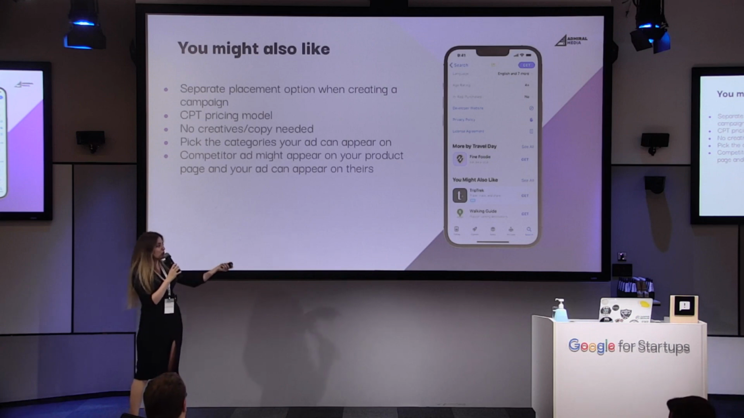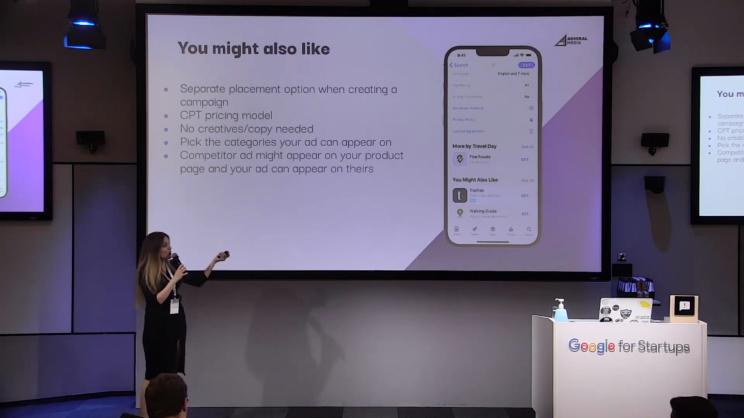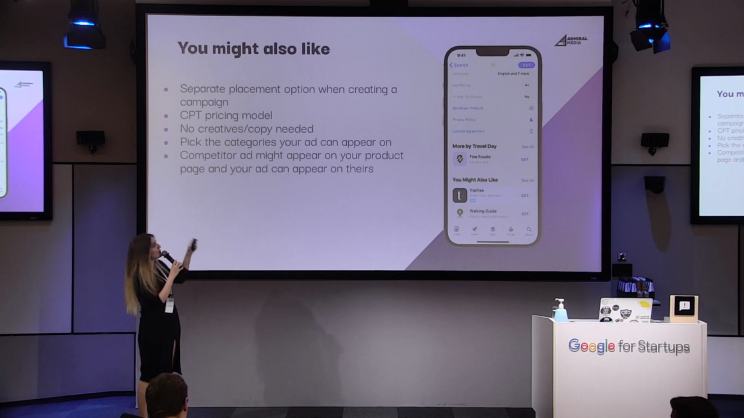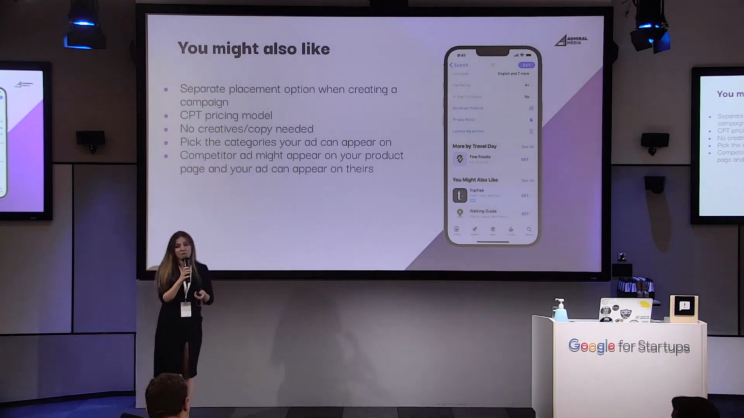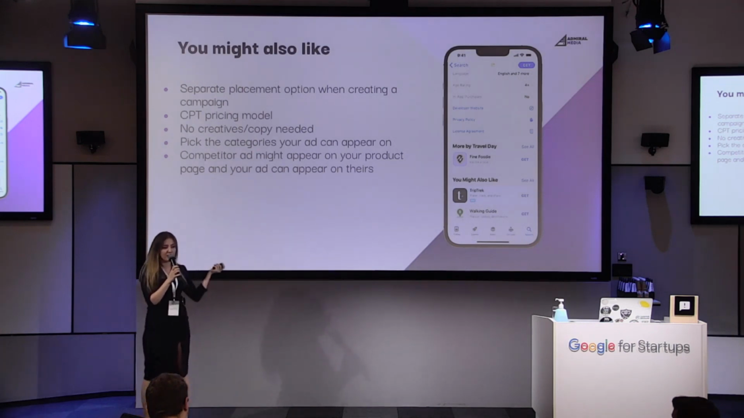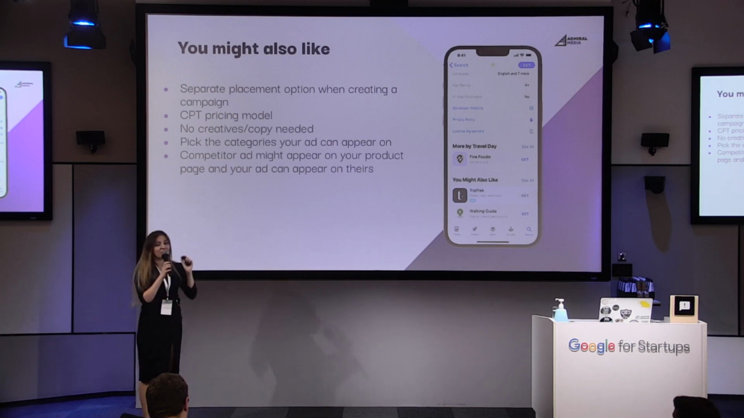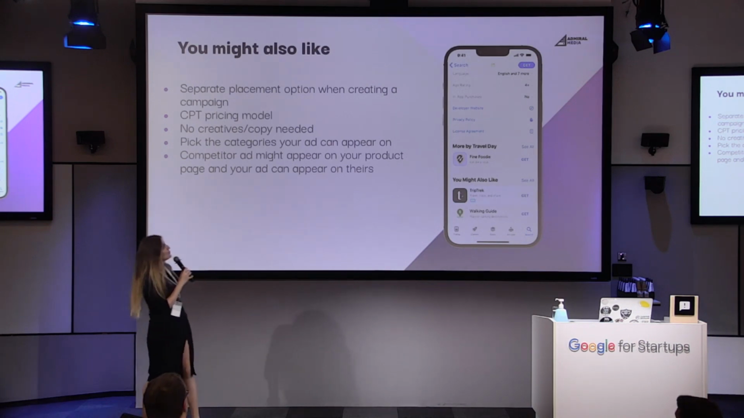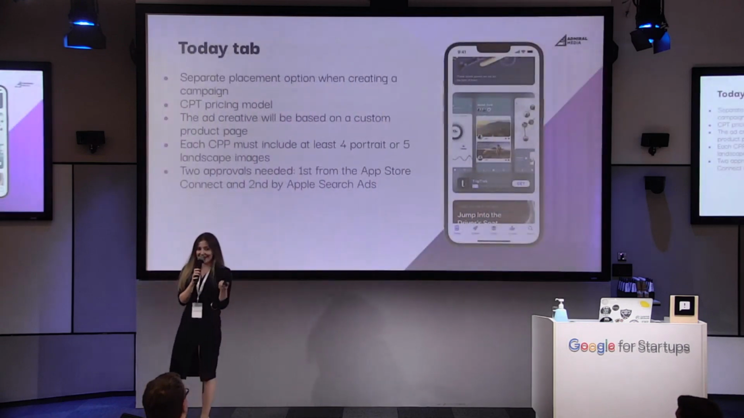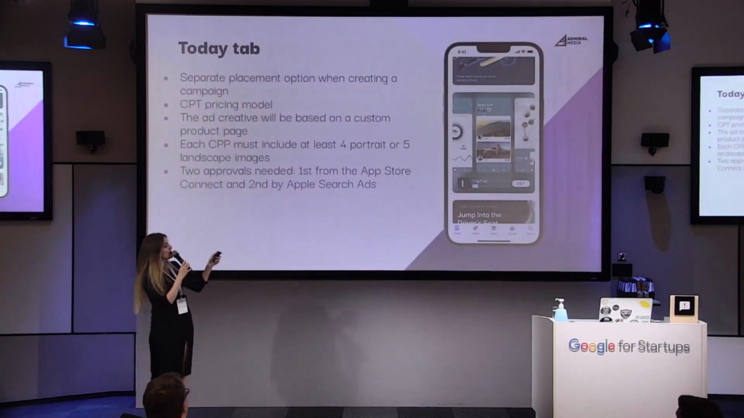As you can see, there's not going to be any creatives, any copy. So you just set it up. The thing that you can experiment here, and I think for games that's actually very relevant, is the categories that your app can appear on, because you can choose to appear on the same category or in a different one. You cannot exclude any apps, and so your competitor can appear on your page and you can appear on theirs as well.